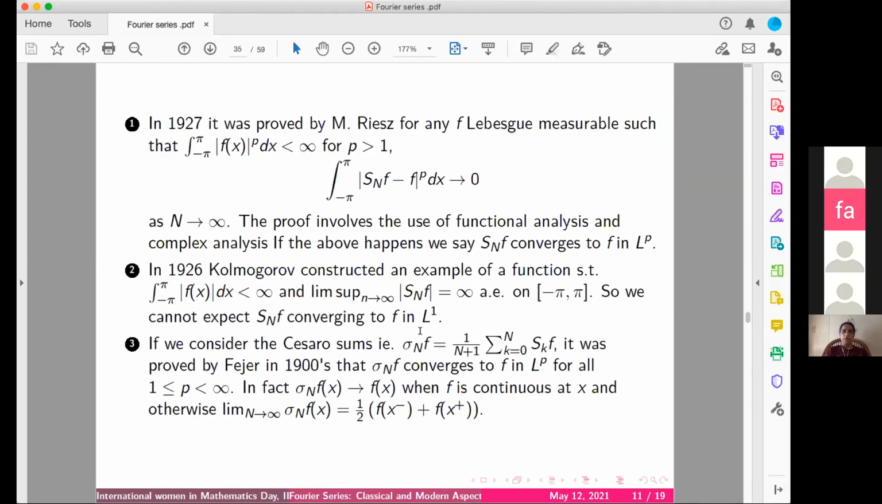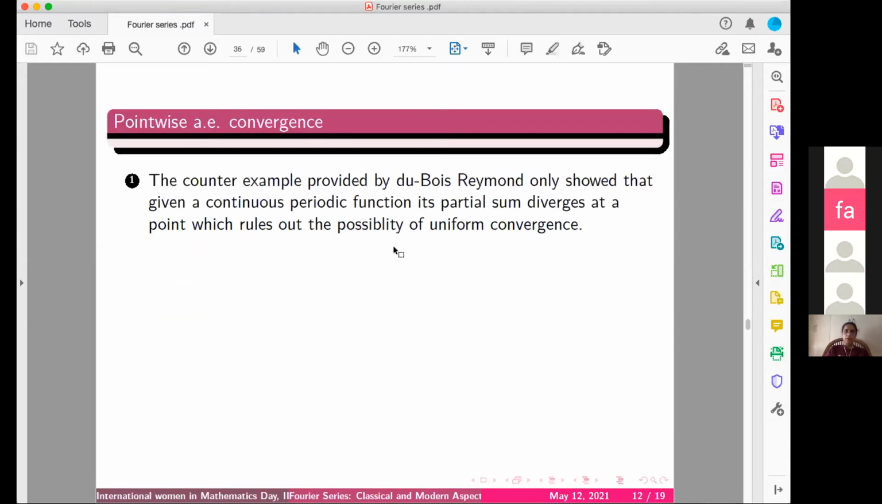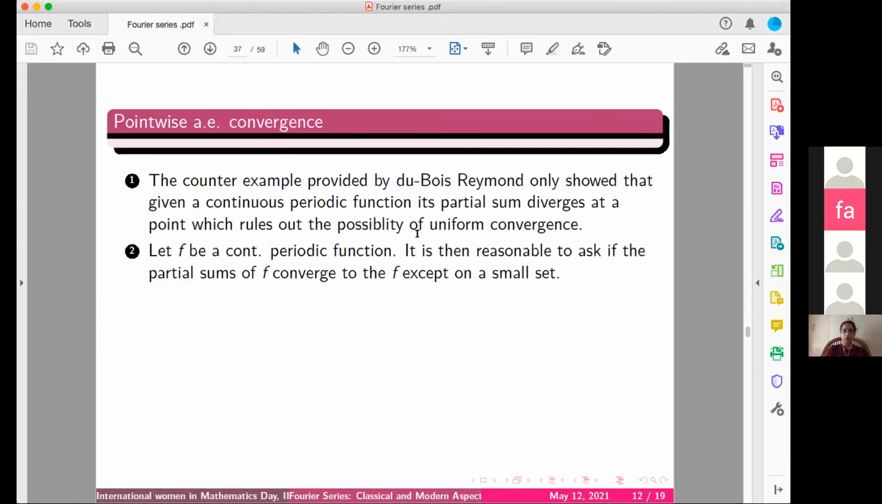Okay. So now this was all about the convergence in the average sense. Now let us come to pointwise, almost everywhere convergence. That is also something important for us. Now, recall that the counterexample which was provided by du Bois-Reymond only showed that given a continuous periodic function, its partial sum diverges at one point, which rules out the possibility of uniform convergence.